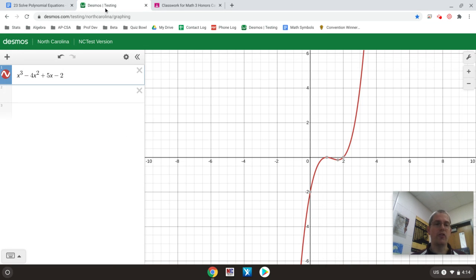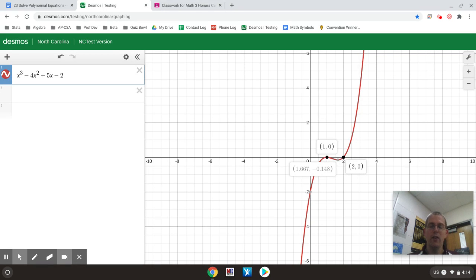Okay, here's your equation in Desmos. It's x to the third minus 4x squared plus 5x minus 2. Didn't have to put the x in front, just the cubic part. And I have an x-intercept here at 1, another x-intercept at 2. This point here, please do not use it as an x-intercept. You can first of all notice it doesn't actually touch the x-axis. And second of all, the y-coordinate is not 0, so it is not an x-intercept.